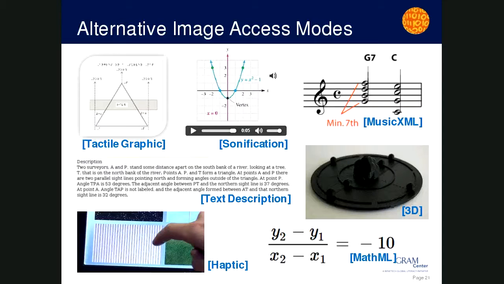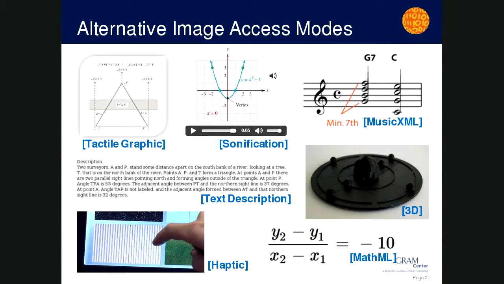So alternative image access modes. This particular page shows various different types of content and ways to possibly make them available. So we might have things like 2D tactile graphics. There's something called sonification, which basically uses sound to reflect a particular image or diagram. So in this particular case, you would have a parabola that is upward facing. So the sound would go from high to low and back up again, to reflect the direction and the motion of a particular diagram.